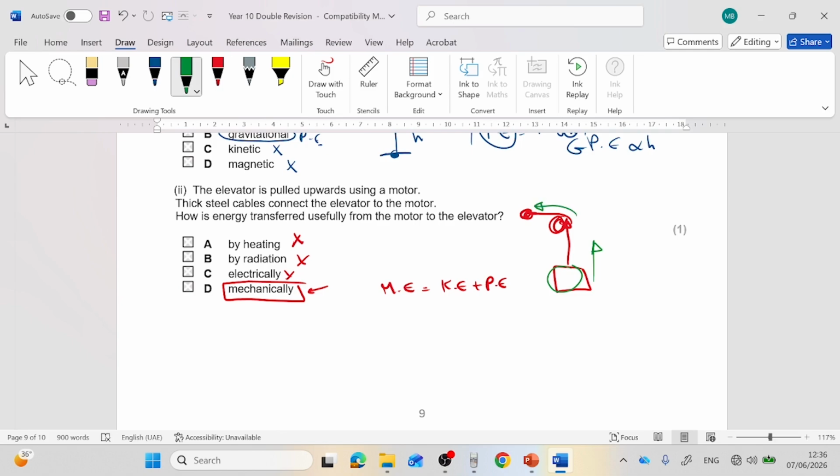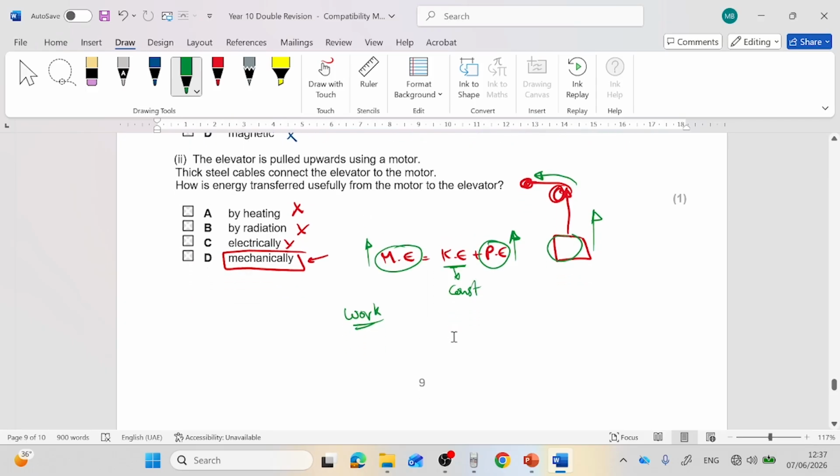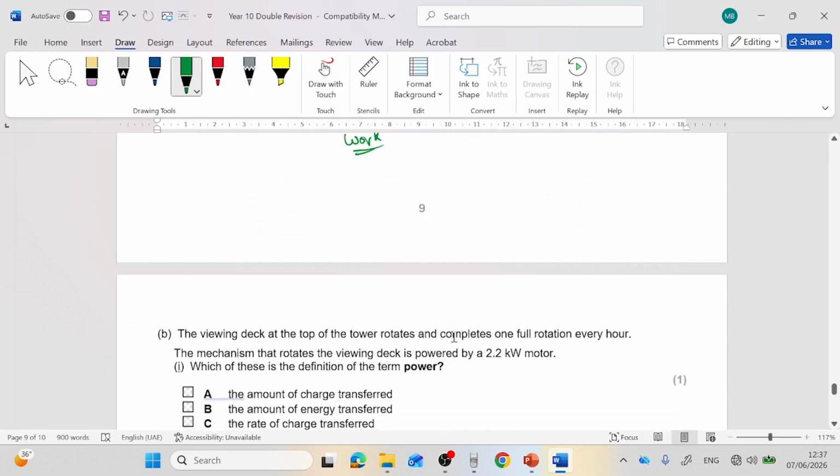And if the speed of the elevator increases, this means that its kinetic energy increases. But according to the question, the elevator is just moving up with uniform speed, so this one is constant. But since the height is increasing, the potential energy is increasing. So the mechanical energy is not constant, it is increasing, because there is work done. So this extra work is stored in this elevator as extra potential energy. So this is an open system.